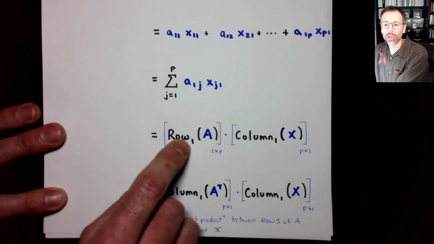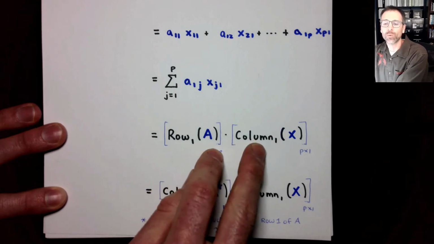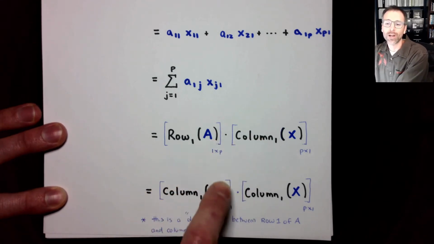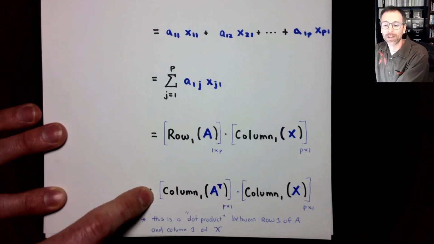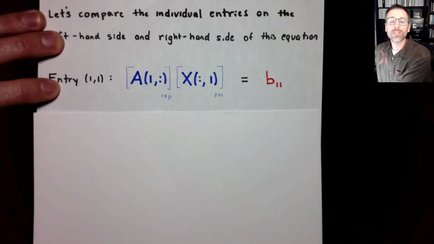Now, of course, row 1 of A is the same thing as column 1 of A transpose, and that's what we're talking about, the dot product, right? This is the matrix multiplication version of the dot product. This is the actual dot product. So, in other words, this dot product is between row 1 of A and column 1 of X. Let's keep exploring a little bit more.